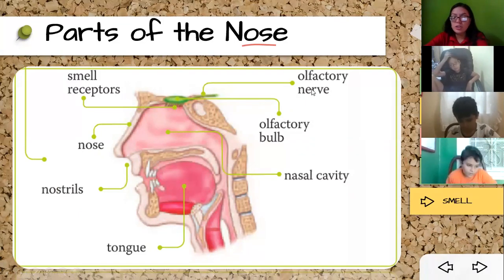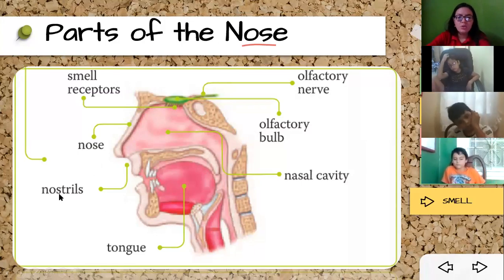So they work together. So what are, guys, the parts of the nose? Repeat after me. Nose, that is the external part, nostrils, nasal cavity, olfactory bulb, that is this part, the smell receptors, and the olfactory nerve.